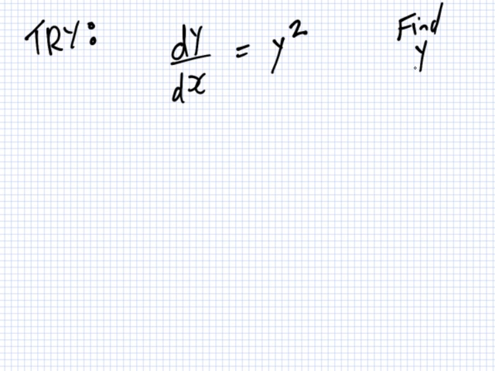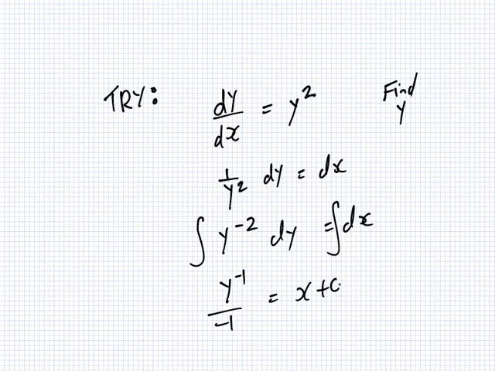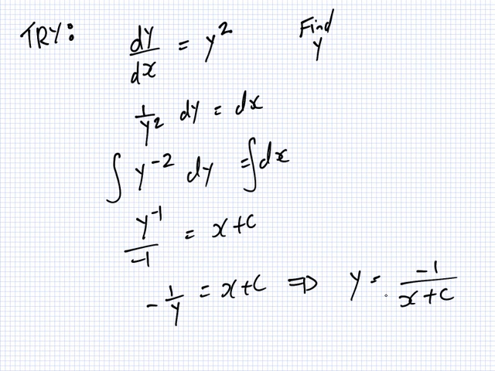You have answers here? Let's have a look. So I'll get 1 over y squared dy equals dx. So I get y to the minus 2 dy equals dx. Now I integrate. And I get y to the minus 1 over minus 1 equals x plus c. So now I get minus 1 over y equals x plus c. So that means y equals minus 1 over x plus c.